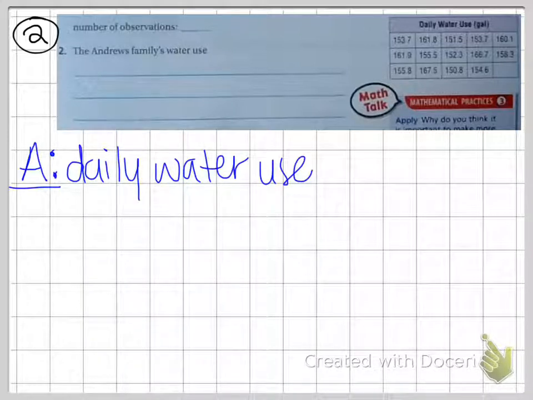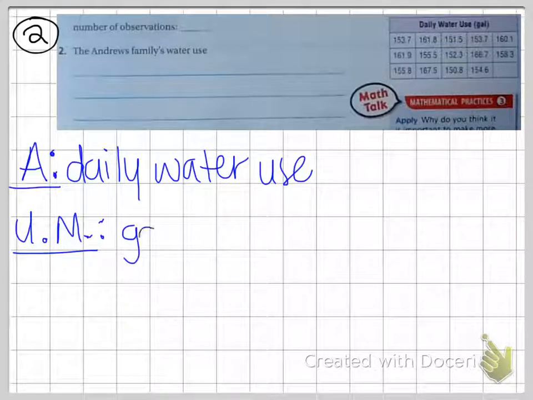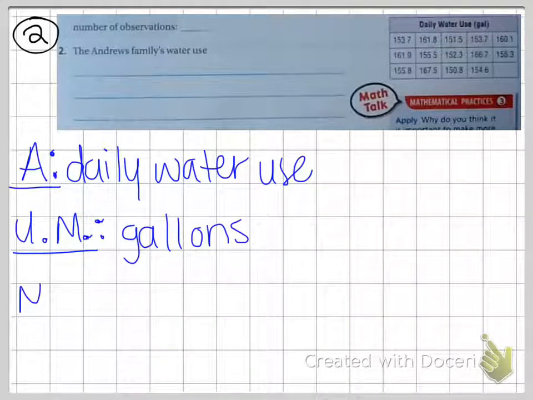Next, we need to identify the unit of measure. So I'll just shorten this by unit of measure. And we can see here in parentheses it says gal, so gallons. Next, we're doing means of measurement. So let's shorten it by doing mm.